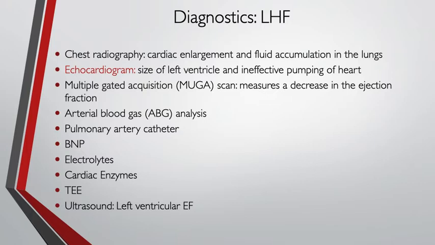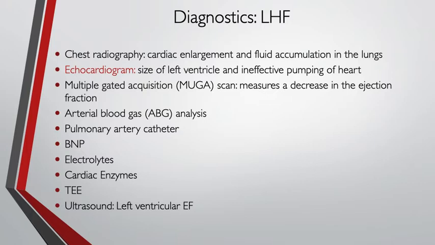So to diagnose left-sided heart failure, we're going to do a chest x-ray because we're going to be looking at cardiac enlargement and fluid accumulation in the lungs. We're going to do an echocardiogram. That's going to show the size of the left ventricle and the ineffective pumping of the heart, like your EF. We can do a MUGA scan, arterial blood gases. We can insert a pulmonary arterial catheter.